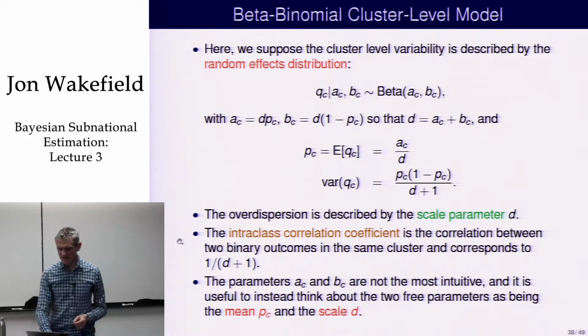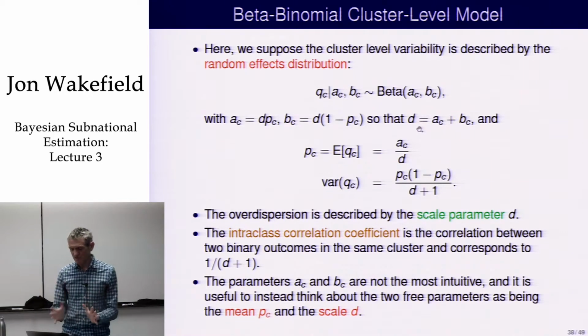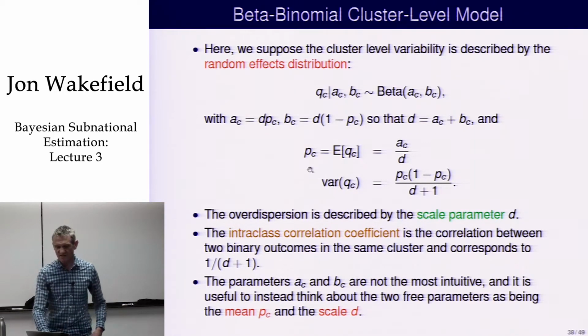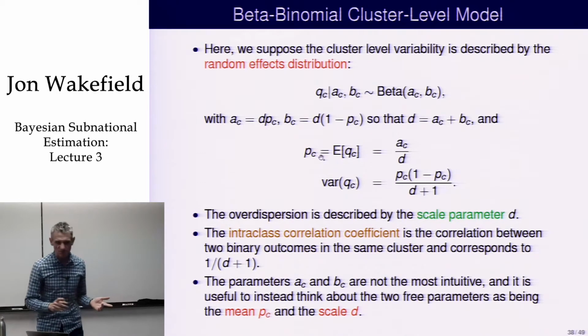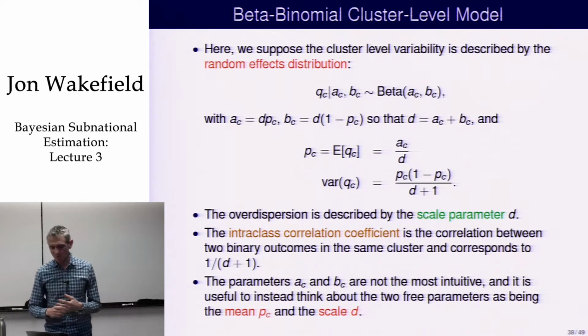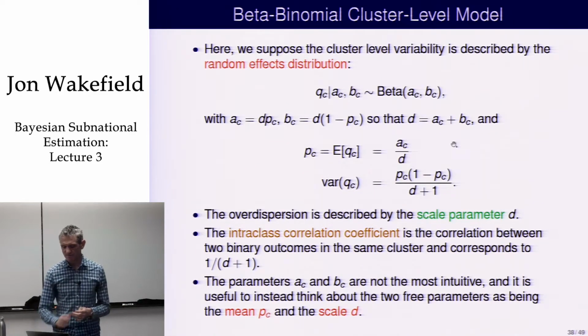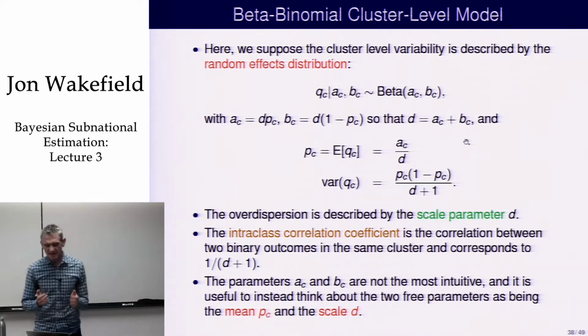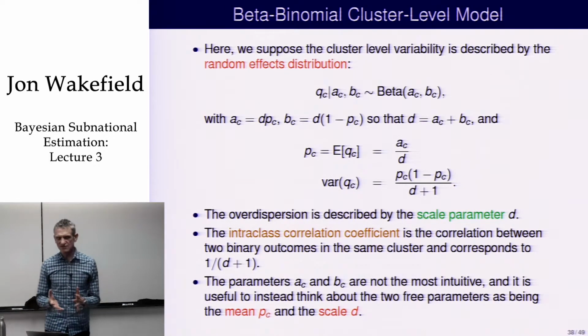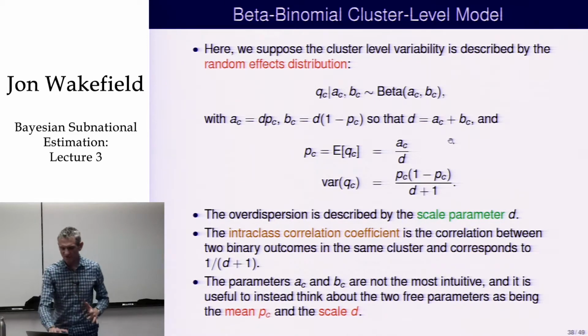The two parameters a_c and b_c, unfortunately, don't have a nice interpretation, but we can say that the average of this beta distribution is a_c over d, where d is the sum of the two parameters defining the model. So this can be thought of as some kind of scale parameter. If a_c and b_c are large, it means that we're going to have quite a narrow distribution. The variance of q_c is given by this binomial form p(1 minus p), p_c being the mean, divided by d plus 1.